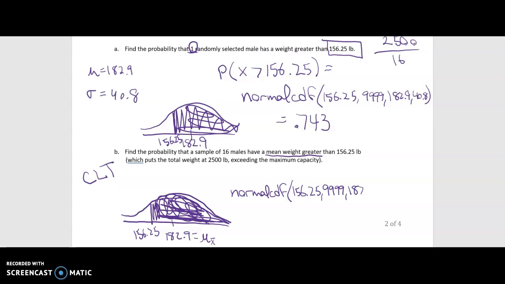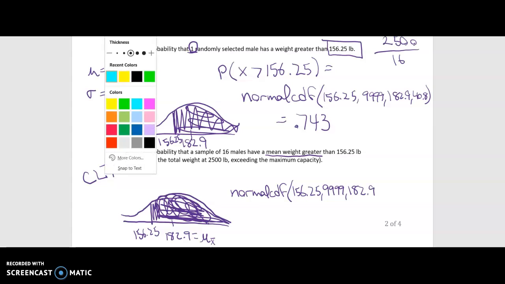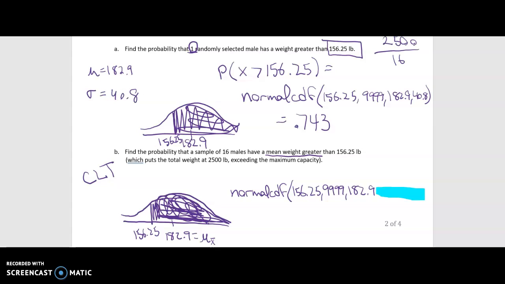The mean stays the same at 182.9, but it's our standard deviation that's going to change. The standard deviation won't be just 40.8, it'll be 40.8 divided by the square root of 16. You can put that right in your calculator in that format, or you can calculate the actual number first. And you'll get 0.996. So the probability that the mean weight of the 16 males is greater than 156.25 pounds is 0.996. It's almost certain. Now, we've practiced a number of examples together. It's your job now to complete examples 3 and 4.